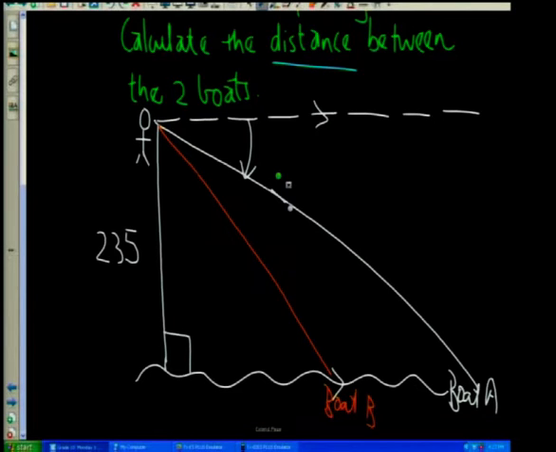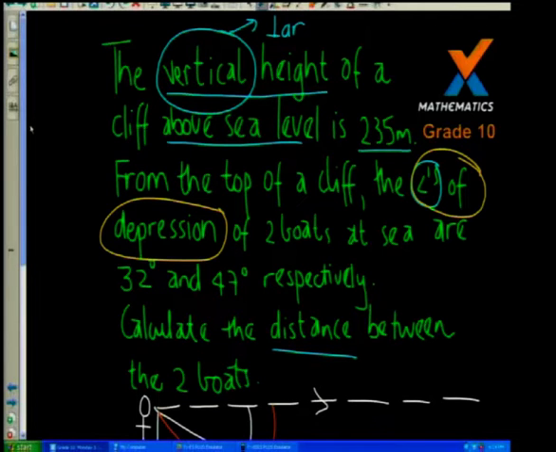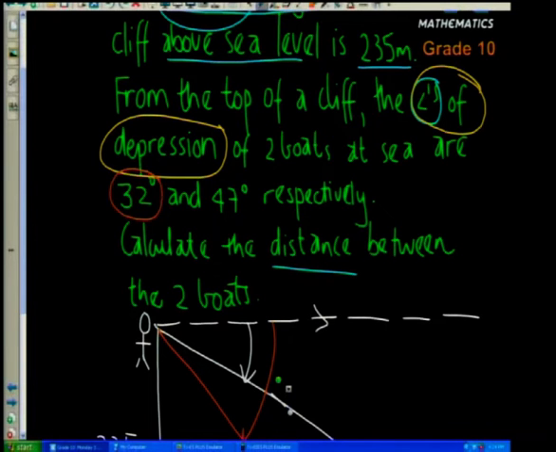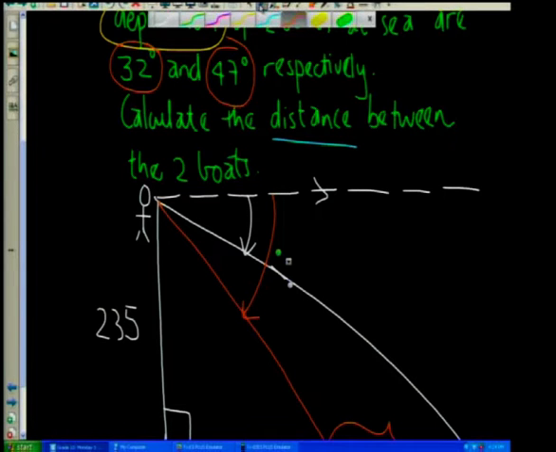And the closer the boat is to the cliff, the bigger the angle of depression. Okay, so our job is to find how far those boats are from each other. Just to get the dimensions again, we go back and read it again. We've got the dimensions for the vertical cliff, and the angles of depression are 32 and 47. So let's put those on the diagram. This one is 32 degrees, and the closer boat to the cliff is 47 degrees.